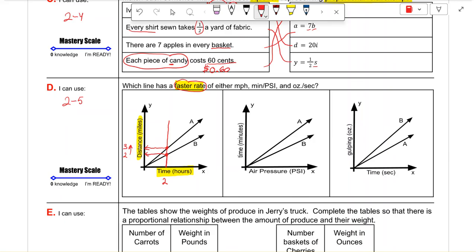So it's traveling faster. And it doesn't matter where you draw this vertical line. You can even go over here, and you have 2 different marks then. And let's call that the 4-hour mark. Well, you look straight across, and you can see that the A has traveled farther because it's going at a faster rate. So on this one, we say line A.